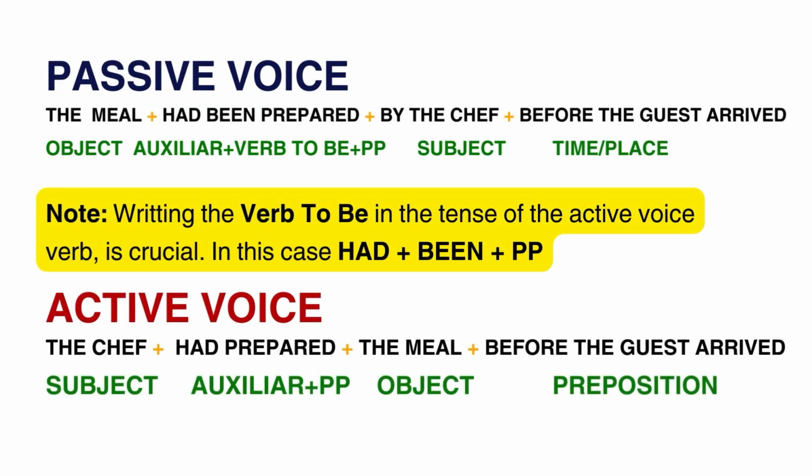Perfect? Let's continue. In the case we have situations such as prepositions or places or time, we just put this phrase in the spot that it was originally. If it was at the end, we leave it at the end. And if it was at the beginning, we leave it at the beginning. For example, before the guests arrived, we're talking about time, so we'll leave it at the end.